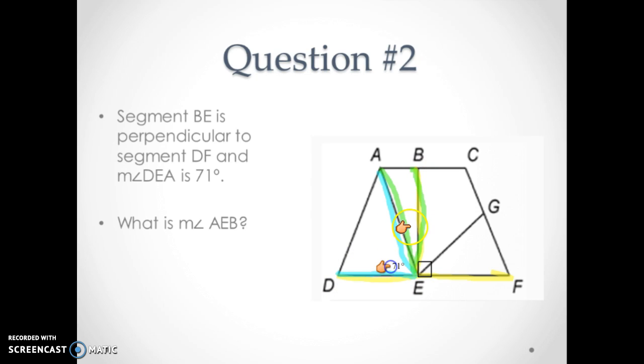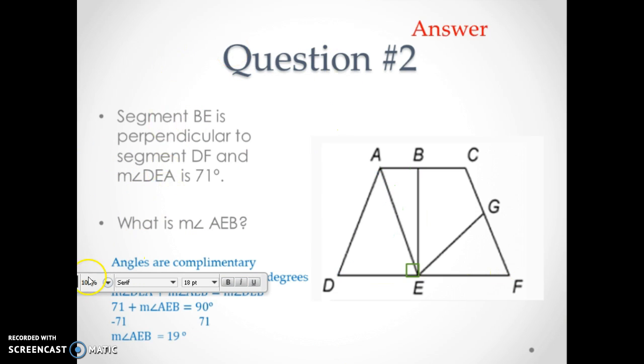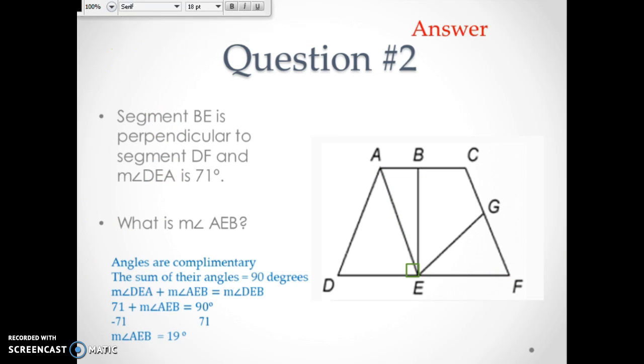DEA, one part of that, these are adjacent angles, right? And the addition postulate says that the sum of the parts equals the whole. So if these both equal 90, the blue and the green, and this one's 71, then 90 minus 71 gives you 19 degrees.